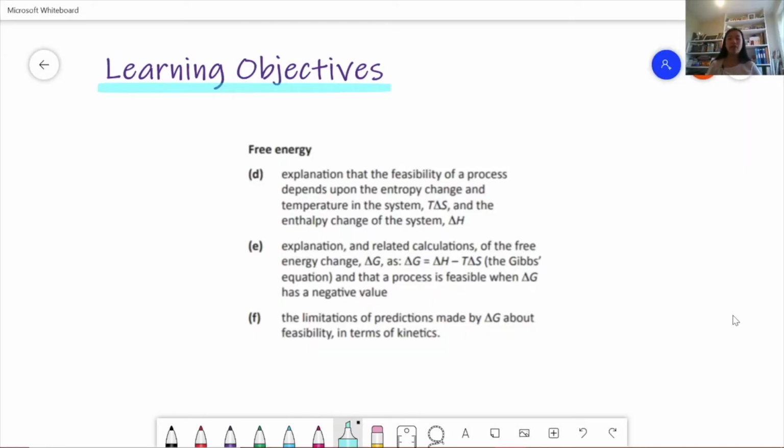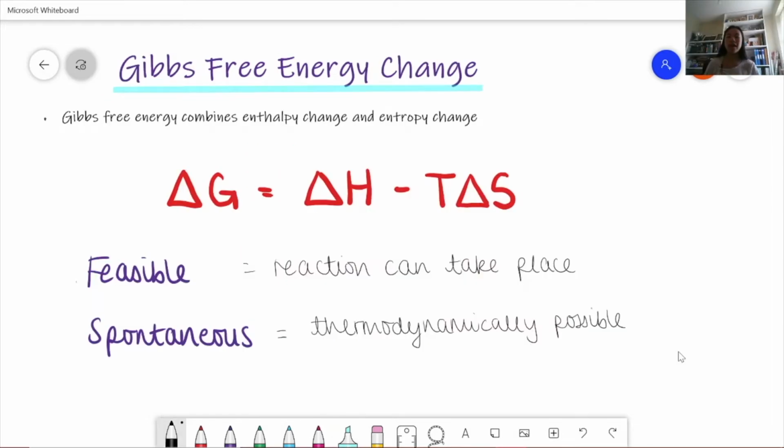Today we're going to be learning about free energy, and here are our learning objectives. So the first is to explain that the feasibility of a process depends upon the entropy change and temperature in the system and the enthalpy change of the system. We're then going to explain and carry out related calculations of the free energy change, and that a process is feasible when this delta G has a negative value. And then we're going to look at the limitations of predictions made by delta G about feasibility in terms of kinetics. Now I'm going to introduce Gibbs free energy change.